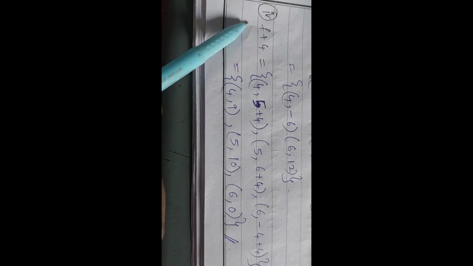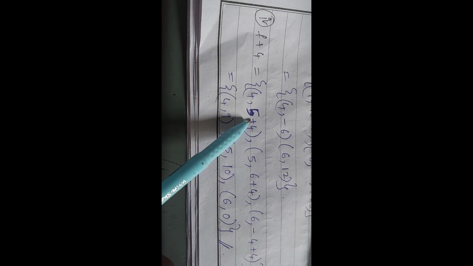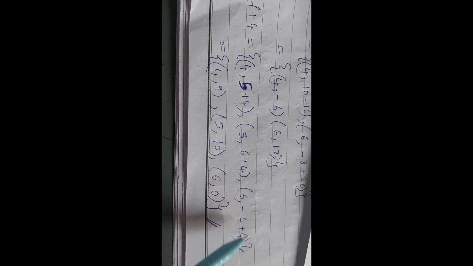Next one, f plus 4. That is only one function, so you have to take all the 3 cases. So 4 comma 5 plus 4 gives 9, 5 comma 6 plus 4 gives 10, 6 comma minus 4 plus 4 will give you 0.